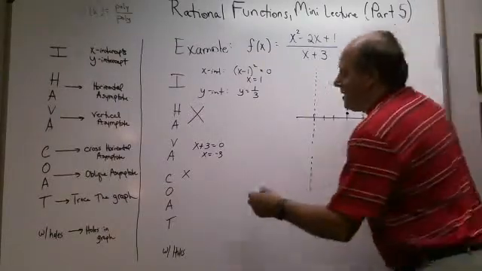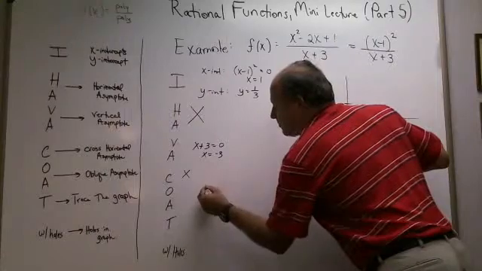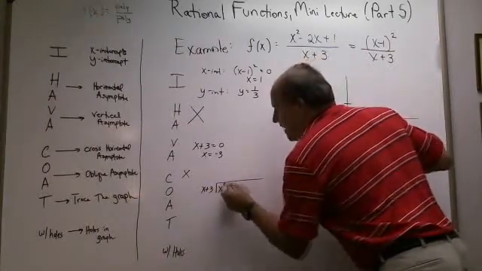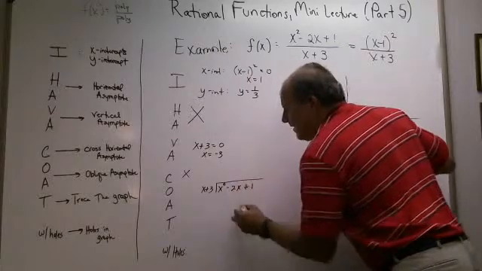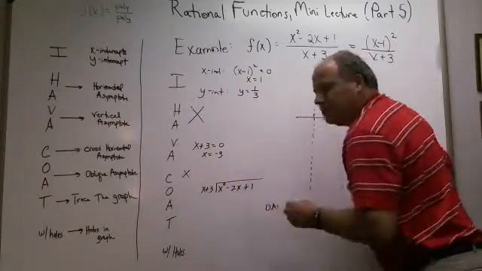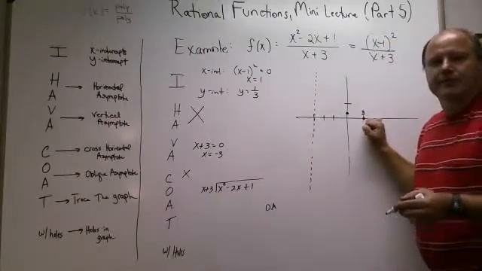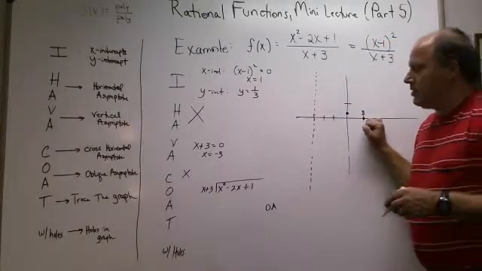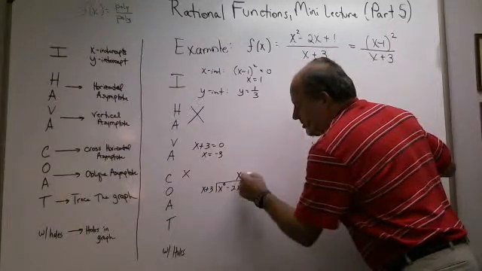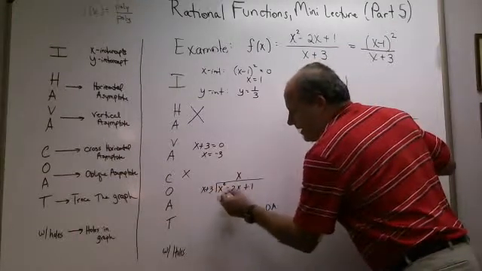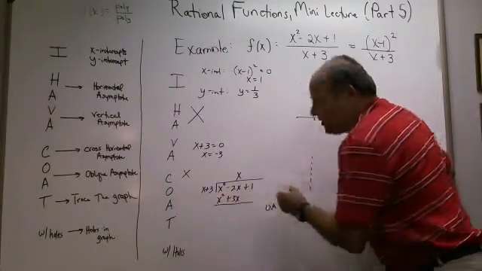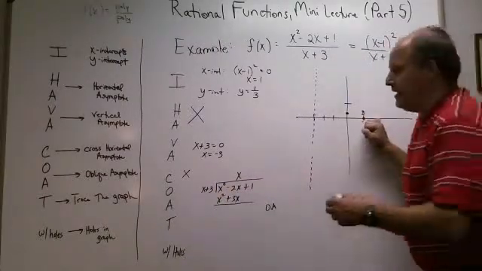What you do is long division. You divide x plus 3 into the numerator, which is x squared minus 2x plus 1. The oblique asymptote will be the quotient, ignoring the remainder. So divide x into x squared, it goes in x amount of times. So x times x is x squared, and then x times 3 is 3x. Just like long division. And then you subtract.